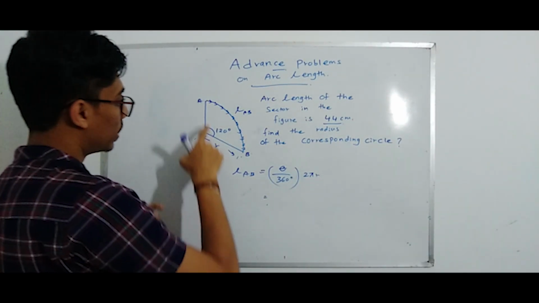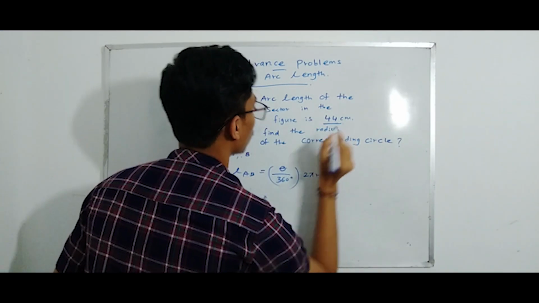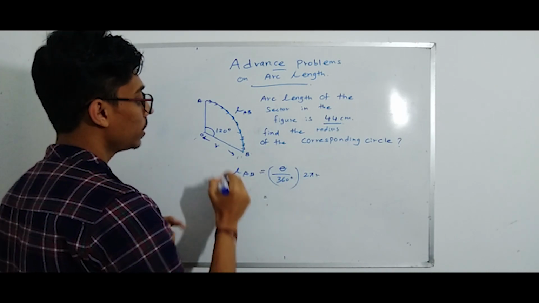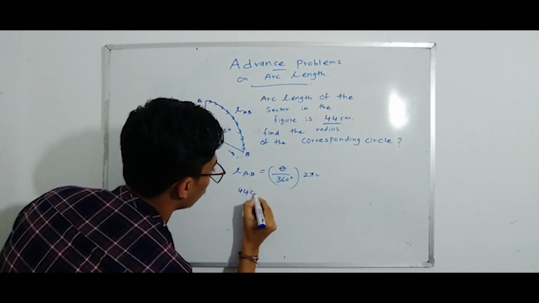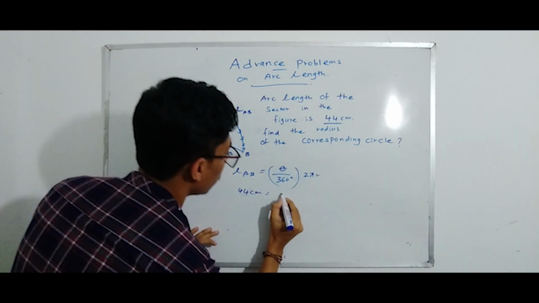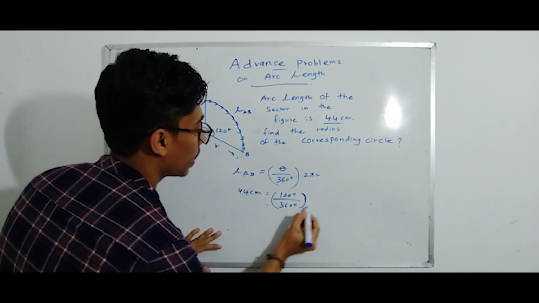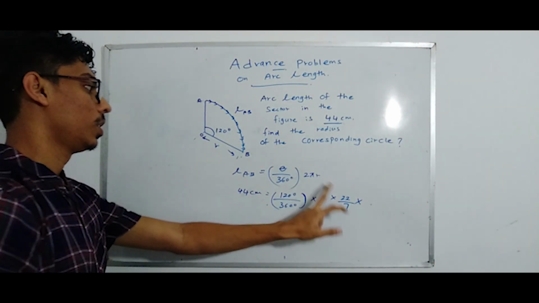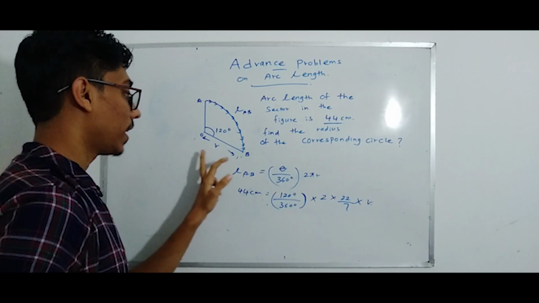Now that I know the distance from A to B, the length of LAB is 44 centimeters. I can use this value to substitute for LAB. So it is 44 centimeters, and theta is 120 degrees over 360 degrees. Close the bracket, into 2 pi, the value is 22 over 7, into R. This is what I'm interested in. I need to find what R is.